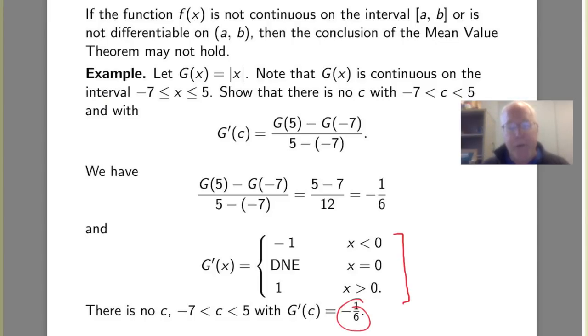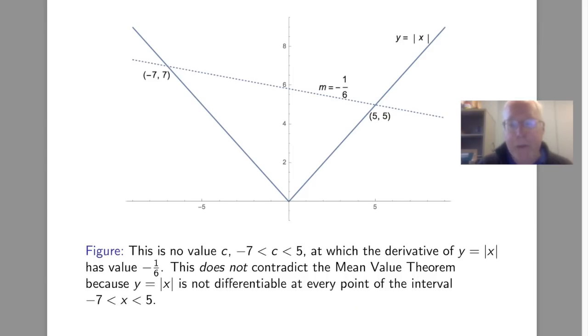So in this case, we'd say the mean value theorem does not apply because, if we go back and check the hypotheses, we found that we did not have differentiability on our open interval minus 7 to 5. Here's a picture of the situation, the graph of the absolute value function, the 2 points with x coordinates minus 7 and 5, and the secant line of slope minus 1/6. And again, this non-differentiability here kills us.